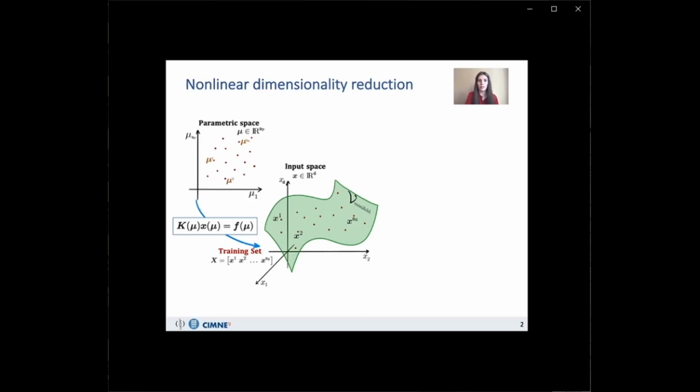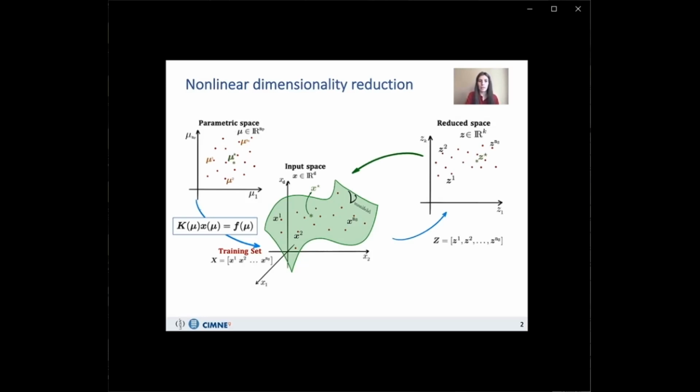Then we identify a subspace of lower dimension, including the training set, and finally, for additional parameters mu star, which are not in the training set, we solve the corresponding problem in the reduced space by means of a reduced basis technique. In POD, which is the most popular a posteriori reduced order model, a linear subspace is identified by doing a PCA of the training set.